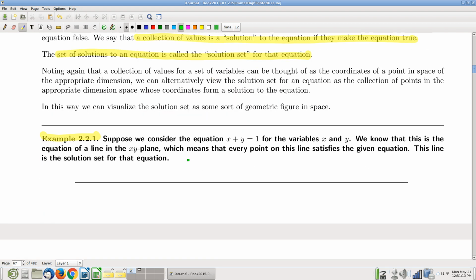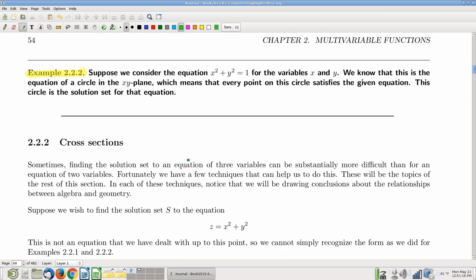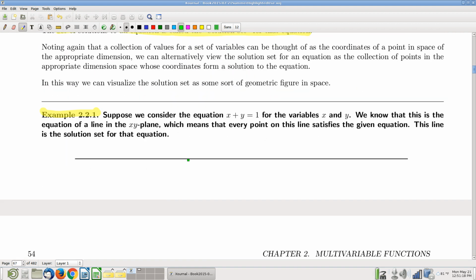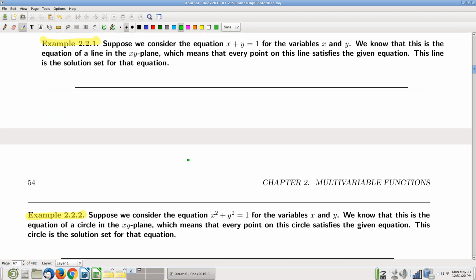Solution sets. It's important to understand that, well, I guess I'll come over here and draw a picture. A solution set is exactly what you think it is. In fact, you all have seen solution sets a million times. You might not have used the language. There's an equation, x plus y equals 1. The solution set is just the collection of all points that satisfy that equation.